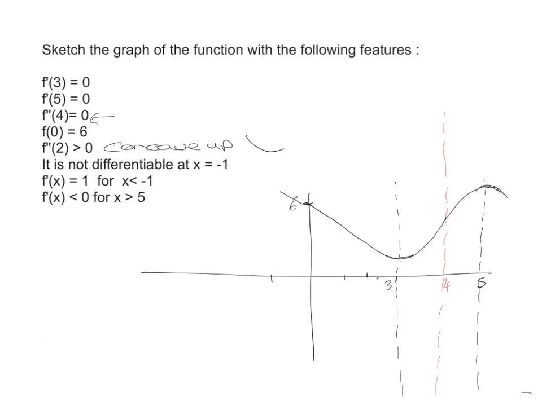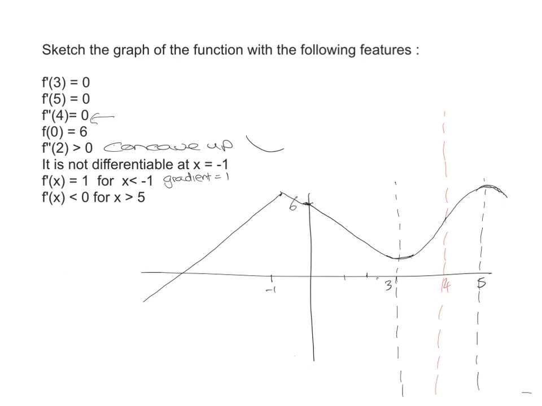It tells us that f'(x) is 1 for x less than -1. So what that's telling us is the gradient of the graph is 1 for any values of x less than -1. Because the gradient is 1 for a range of x's, that means we've got a straight line, a straight line with gradient 1, so that's going to look like that. And that sudden change of gradient explains why it's not differentiable at x equals -1.